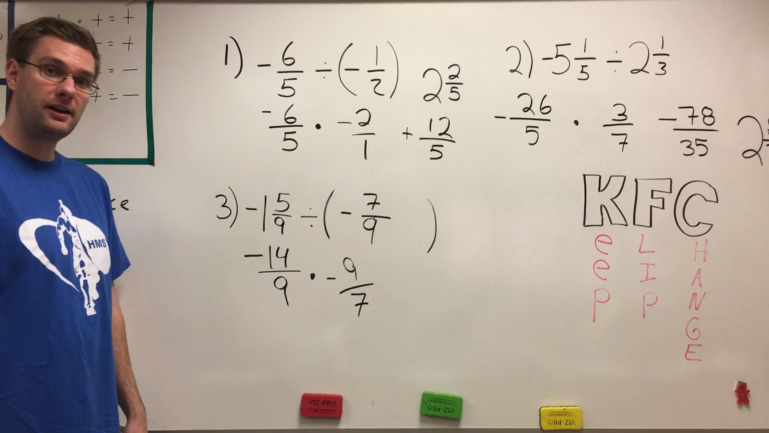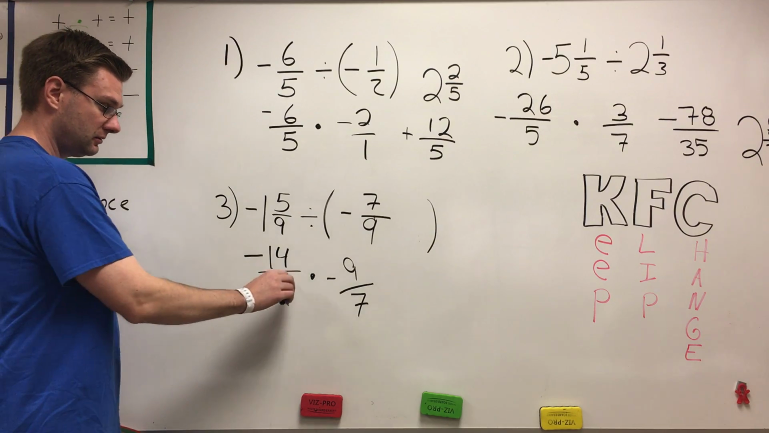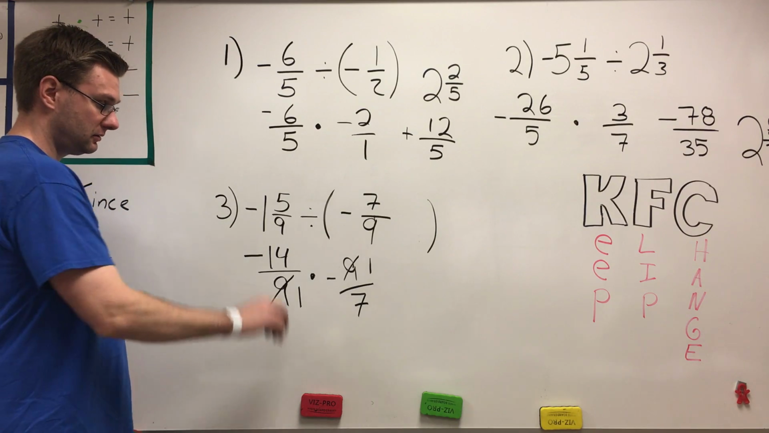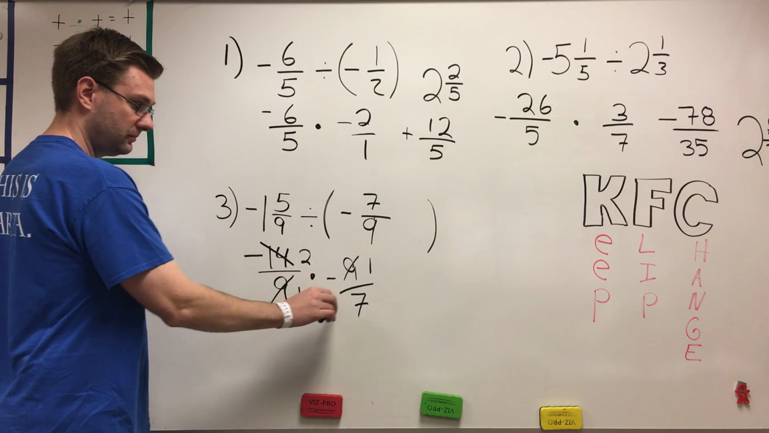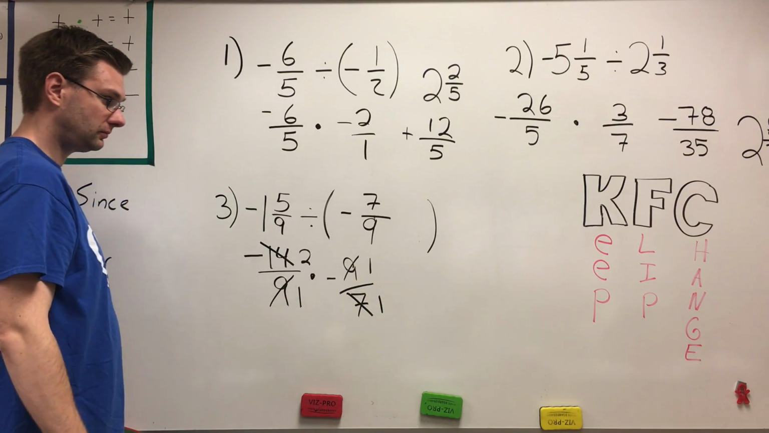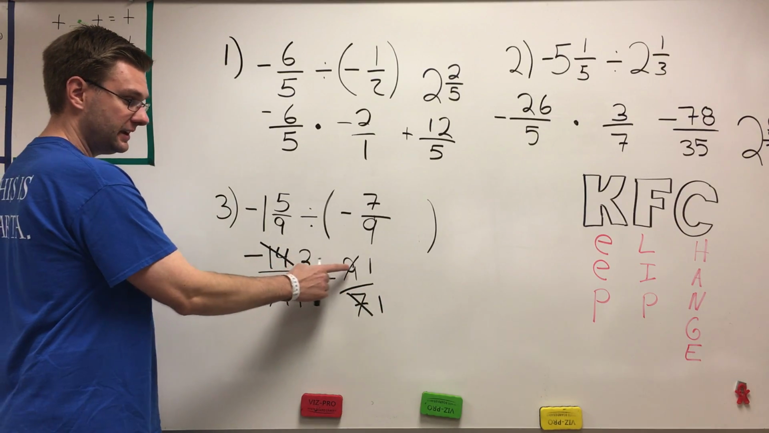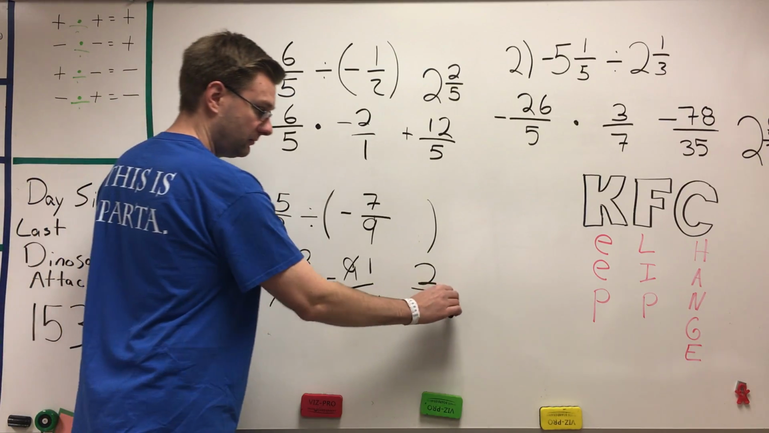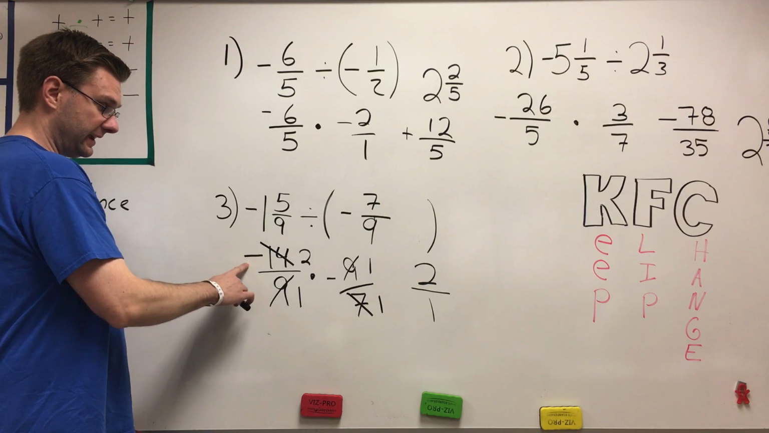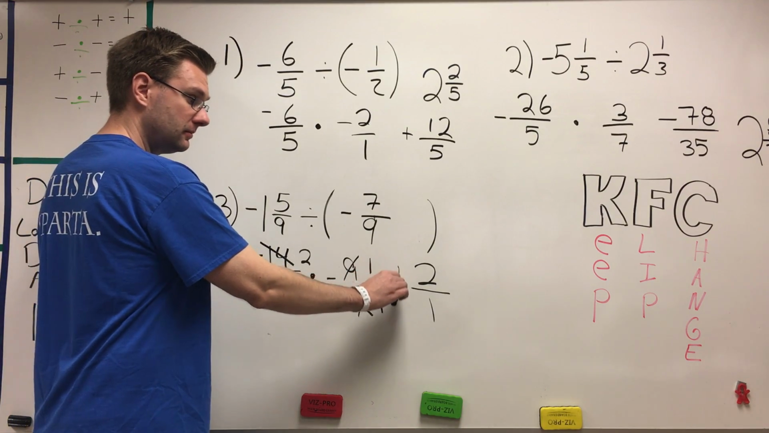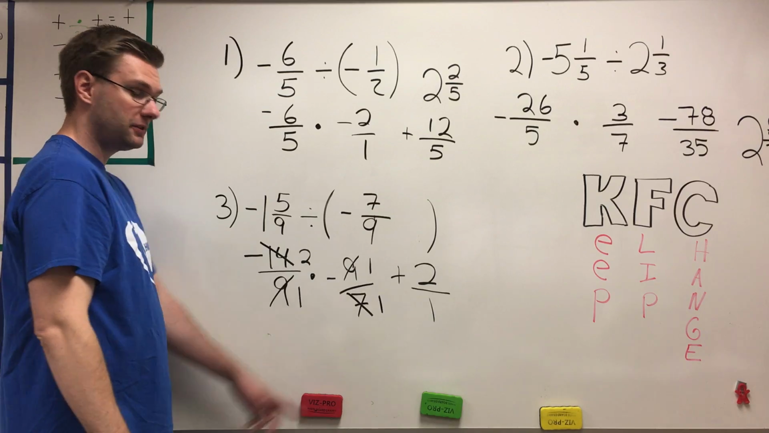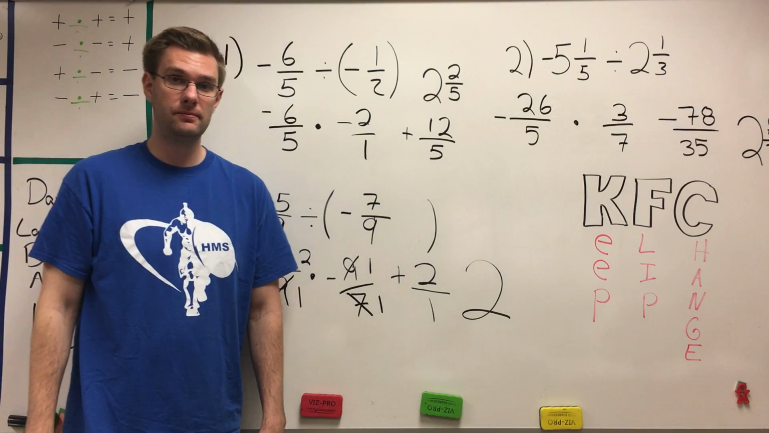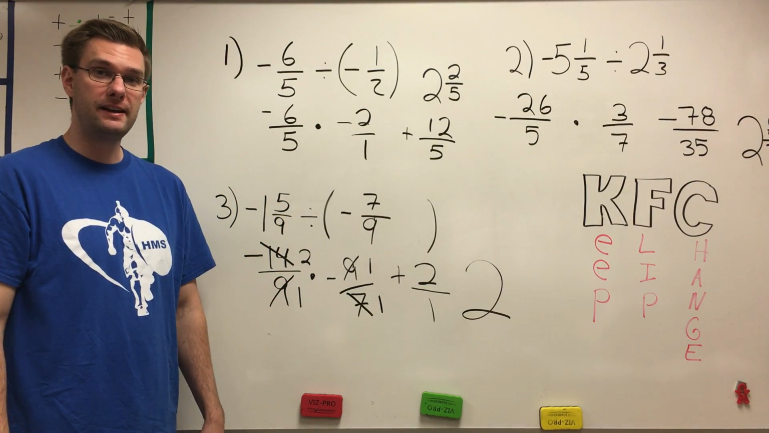Let's cross divide to make our math a little bit easier. 9 becomes 1, 9 becomes 1. 14 becomes 2, 7 becomes 1. -2 times -1 is 2. 1 times 1 is 1. Negative times a negative becomes positive. Simplify 2 over 1. Our answer is 2.